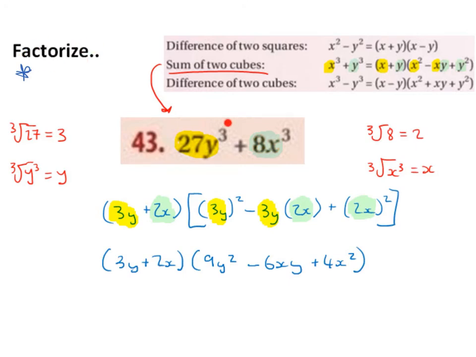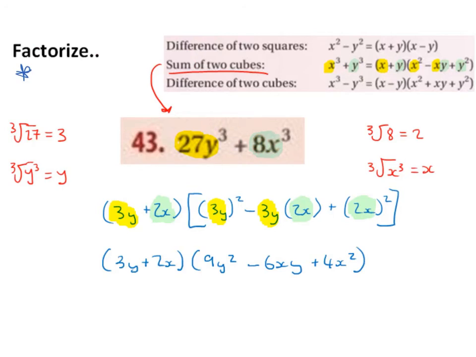Factorize 27y³ + 8x³. So we're going to use the sum of two cubes formula because we have a cube number which is 27, because the cube root of 27 is 3, so 27 is a cube number.